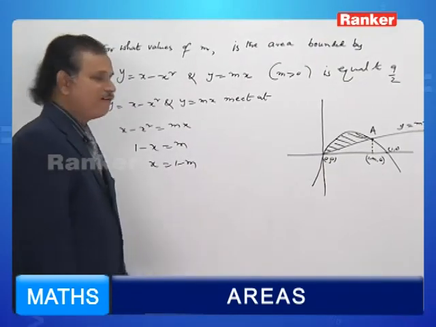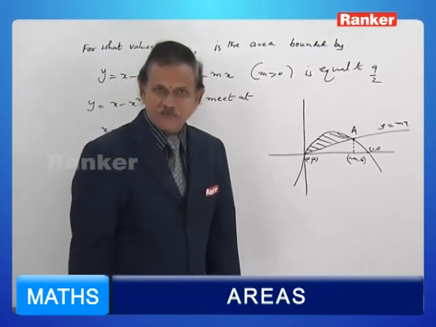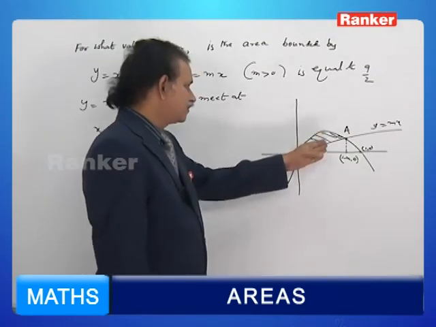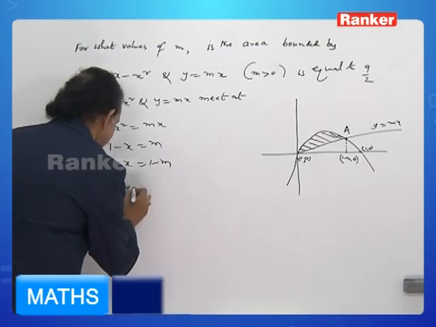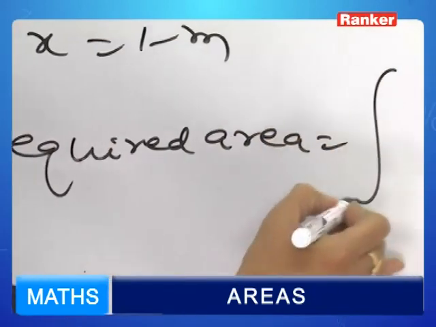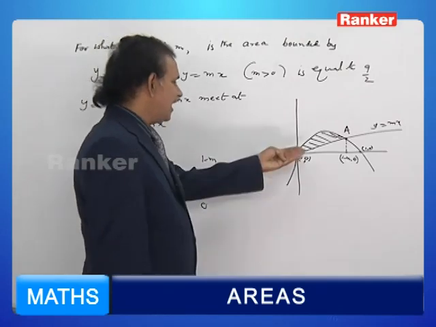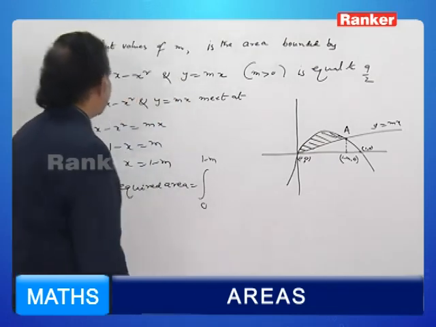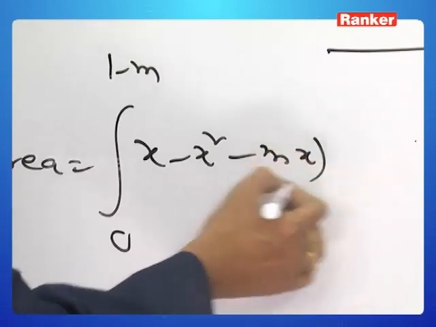Okay. The things are crystal clear before us. What is the required area? Area under this curve minus area under this curve. This is f of x, this is g of x. Isn't it? Therefore, required area is equal to integral 0 to 1 minus m. Come on friend, which curve lies at the upper place? Parabola or the straight line? Parabola. What is the parabola? x minus x square minus straight line mx dx.